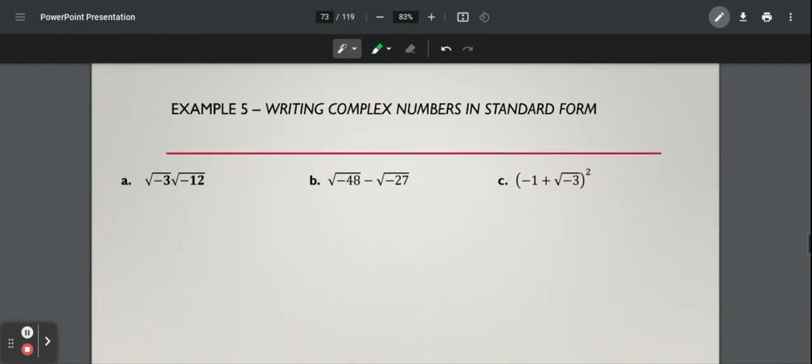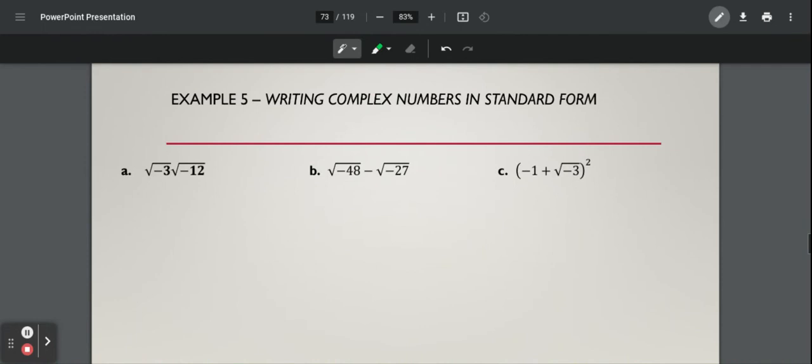So if we have to write the complex numbers in standard form, what you could do is, here, the square root of 3 times i times the square root of 12 times i. Then we can multiply what's under the root. So we get the square root of 36 times i squared. So we get 6 times -1, which is really -6.